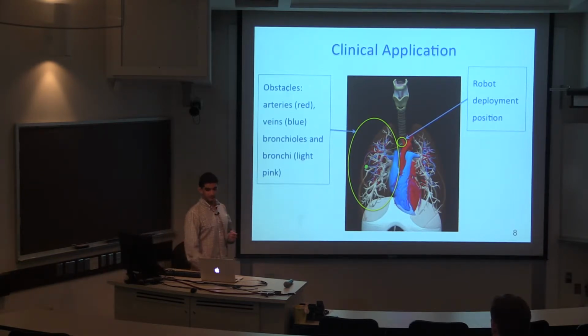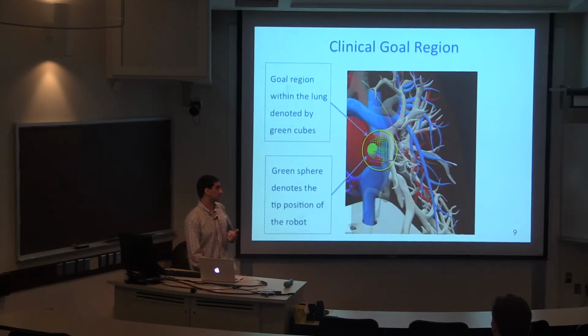So another input that I mentioned was the clinical goal region, and here's a depiction of what a goal region could look like. Within the anatomy, we can have a set of cubes. In this case, we have 4 cubes, and you can also see in the image that the green sphere denotes the tip position of the robot. Under this design, the robot can reach one of the cubes, but the question is, is there a design such that the robot can reach all of the cubes, which may be necessary for a successful clinical procedure?